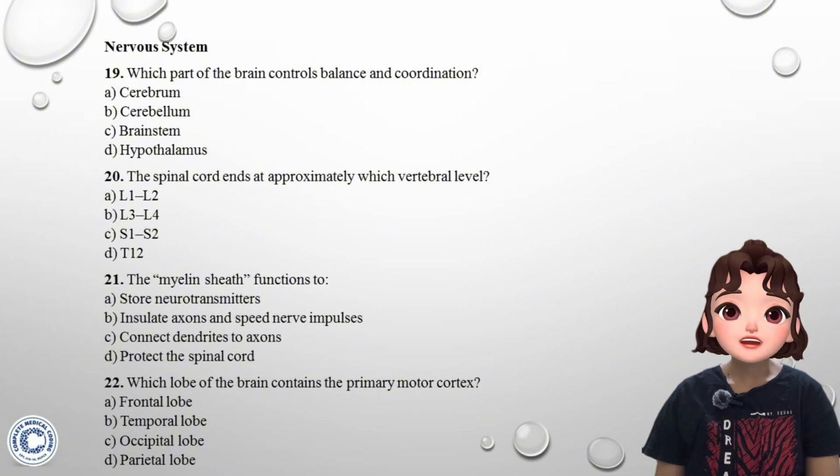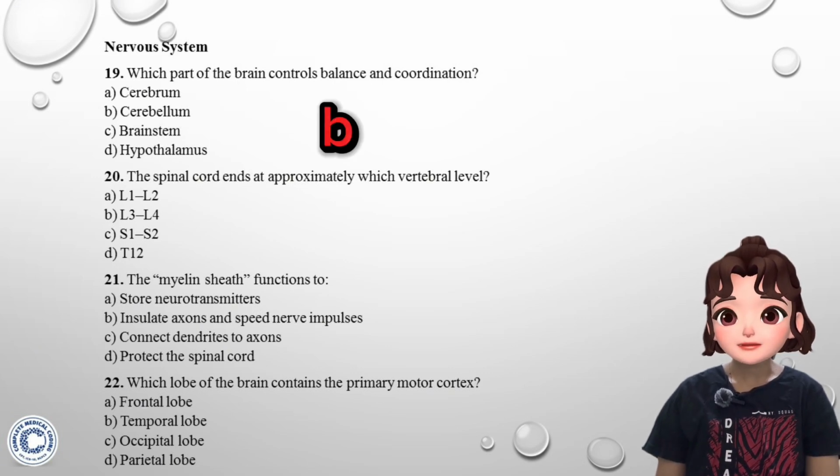Don't be confused with cerebrum and cerebellum. Okay, so here, which part of the brain controls balance and coordination? The answer is cerebellum. Option B, cerebellum.